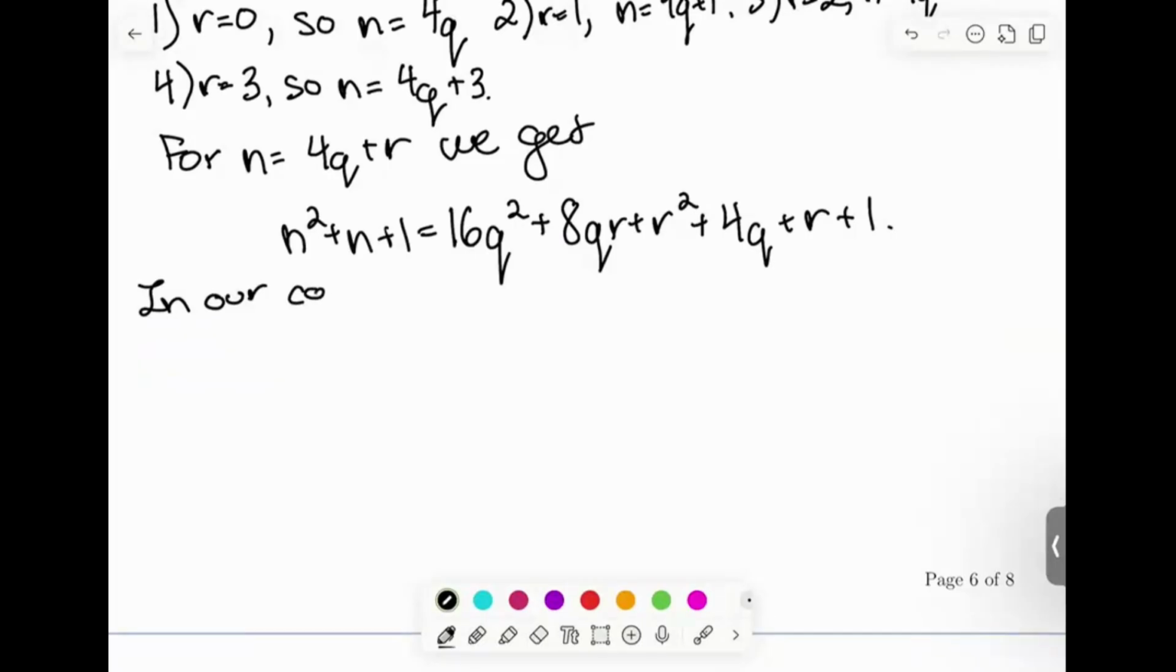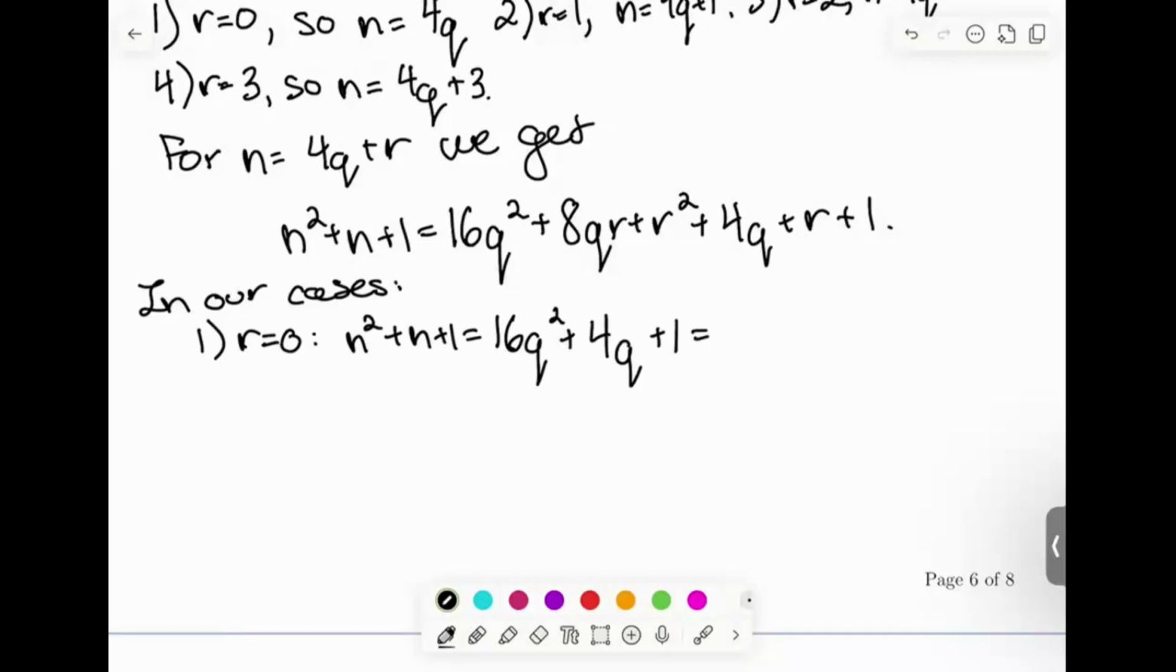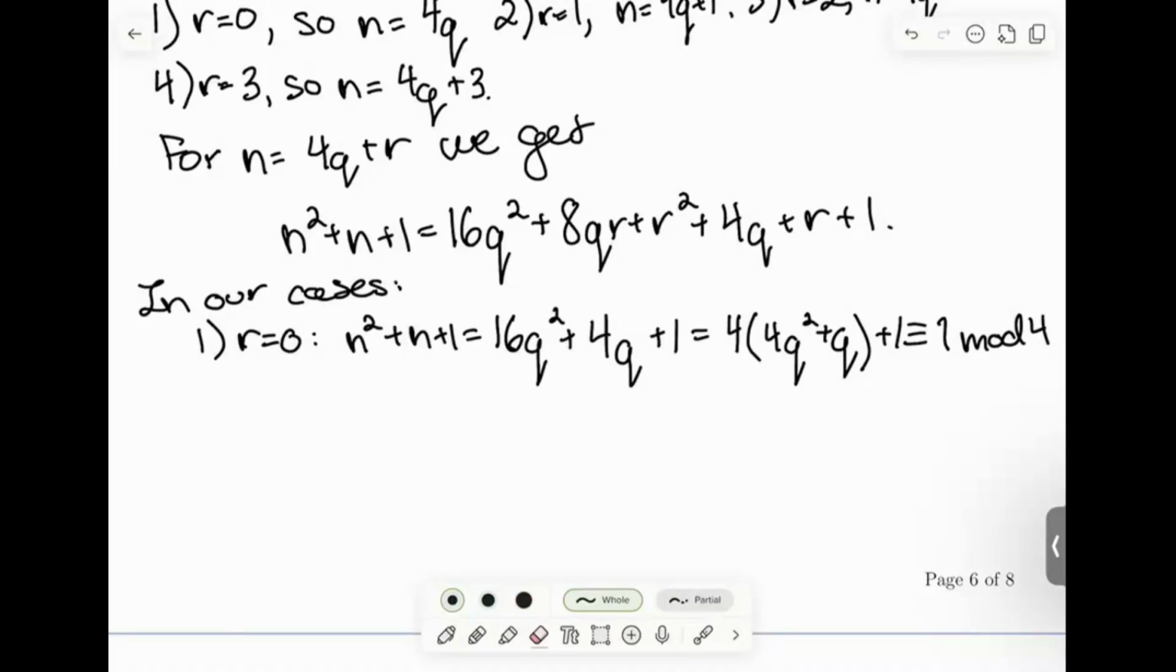In our cases, I don't know, there are plenty of other better ways to arrange this. n squared plus n plus 1 is, okay, so if r is 0, we just get 16q squared plus 0 plus 0 plus 4q plus 0 plus 1. So we could pull a 4 out of that first part. So this is 1 mod 4.